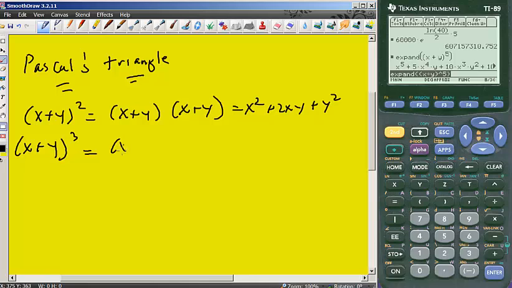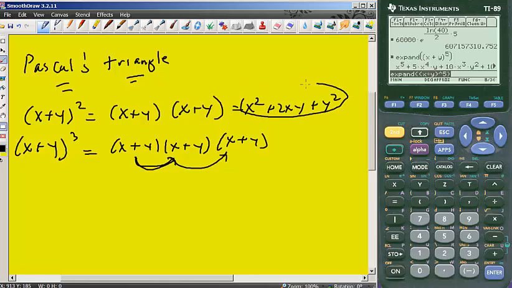Well, that means you're going to have x plus y times x plus y times x plus y. And when you multiply all these together, multiply these two together, and then take the answer and multiply by that, which means multiplying this by another x plus y, you're going to end up getting x to the third plus 3x squared y plus 3xy squared plus y to the third.